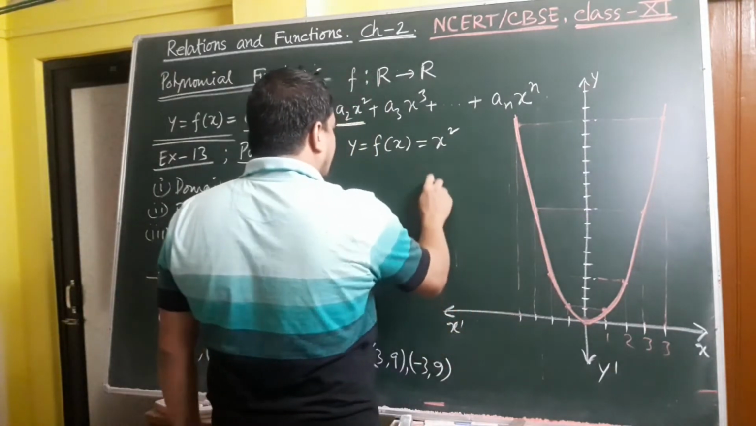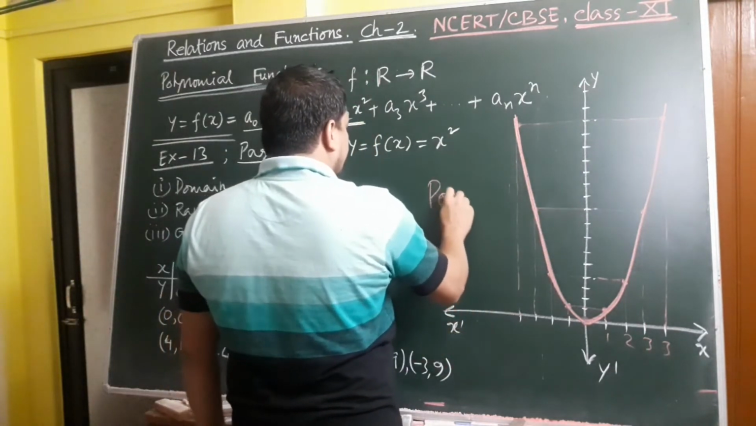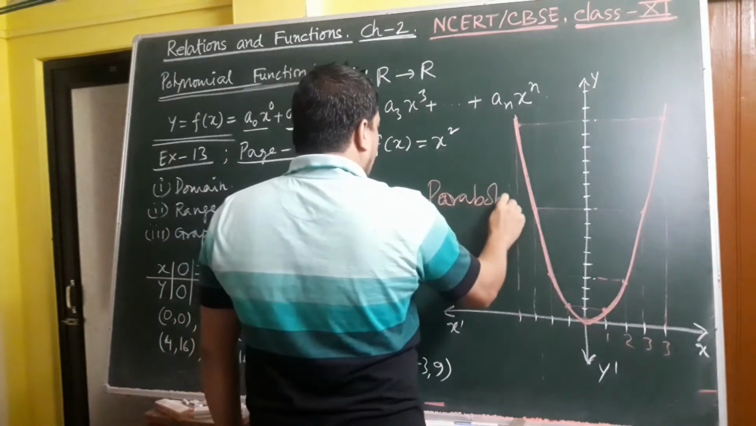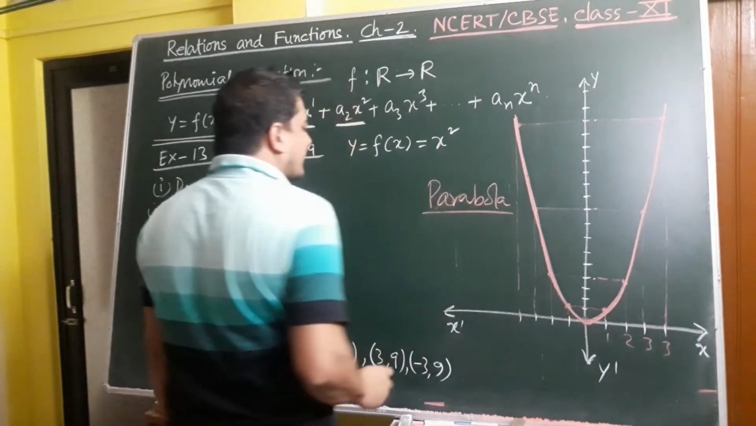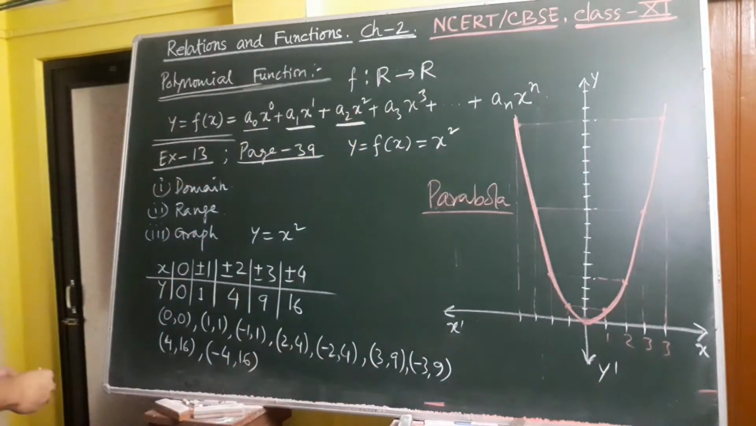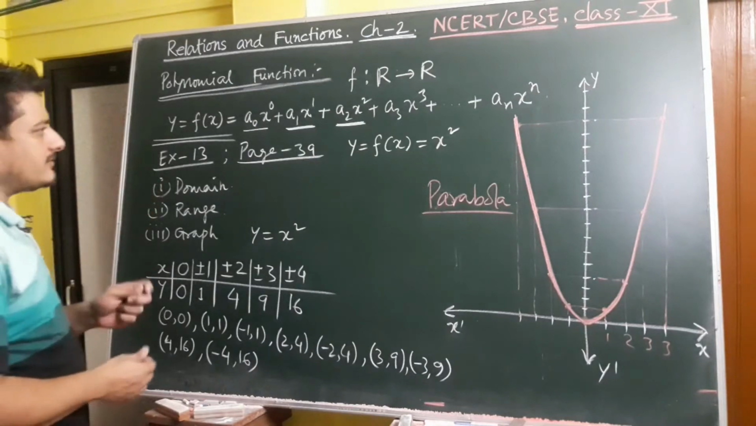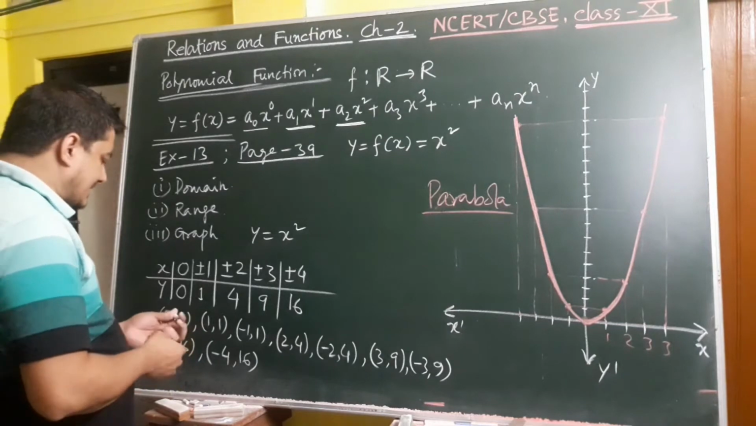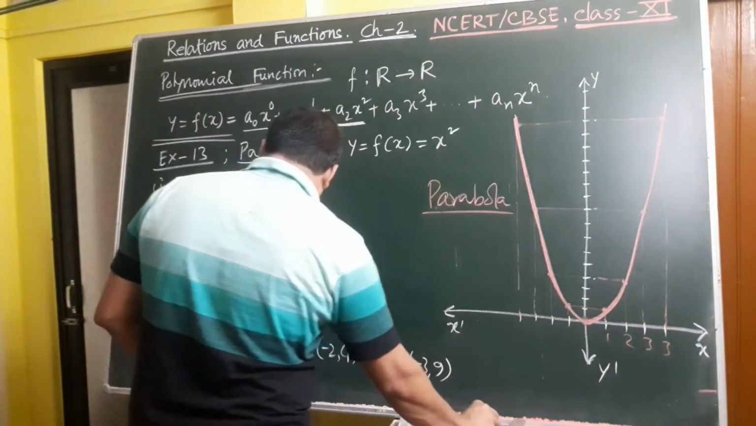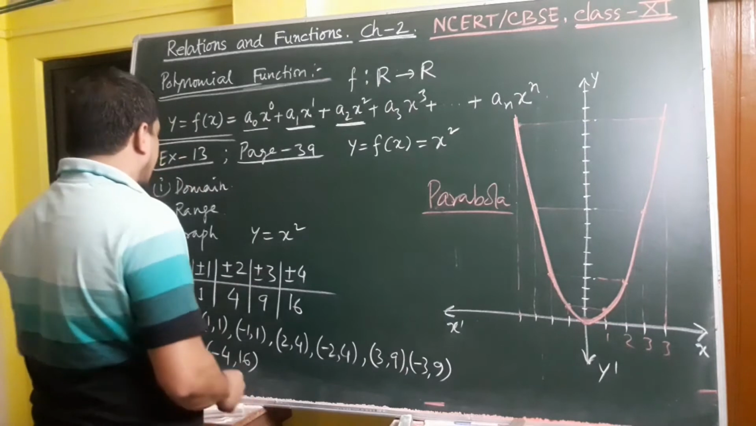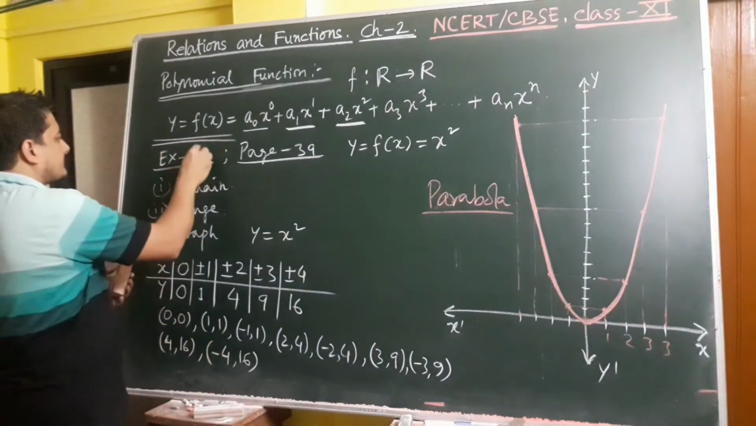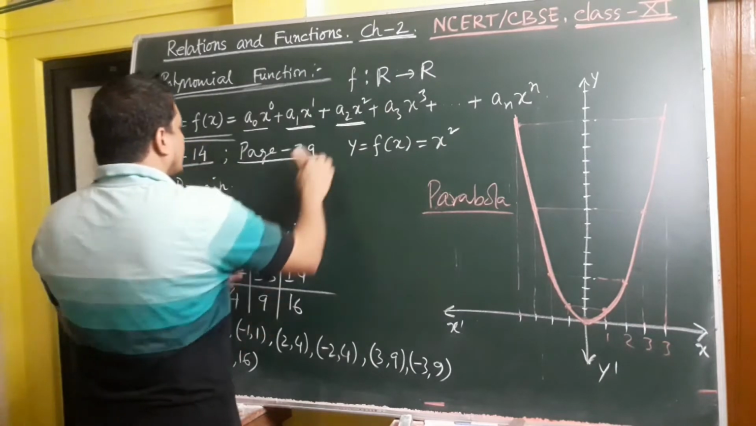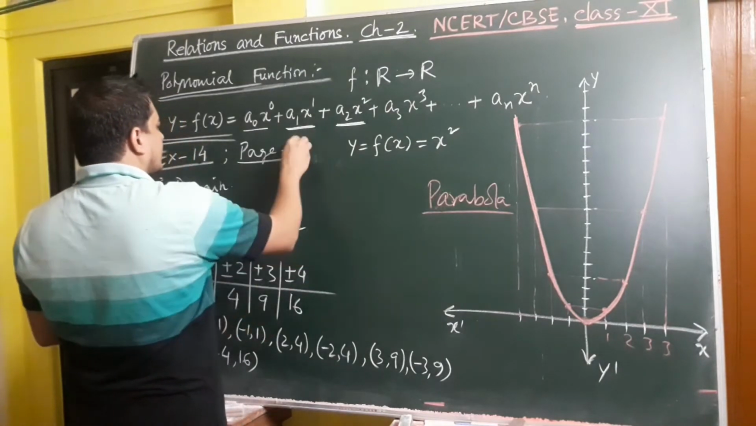And what is this called? This is nothing but a parabola. This is a parabola. Okay. So this is a polynomial function. This is example 13. Now we shall take up the next example, which is example 14. Example 14, and page number is 40.